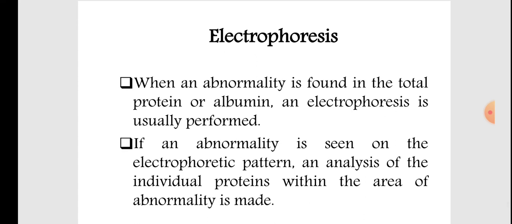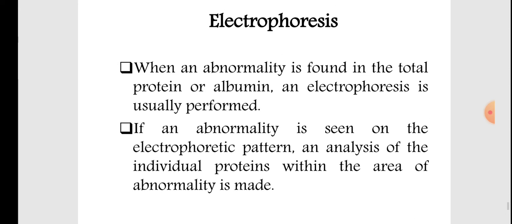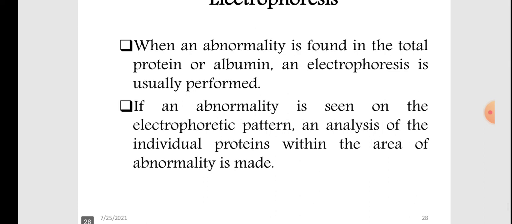واحدة من أهم الميثود اللي احنا بنستخدمها للفراكشنيشن of plasma protein is the electrophoresis. When an abnormality is found in total protein or albumin, an electrophoresis is usually performed. If an abnormality is seen on the electrophoretic pattern, an analysis of the individual protein within the area of abnormality is made.